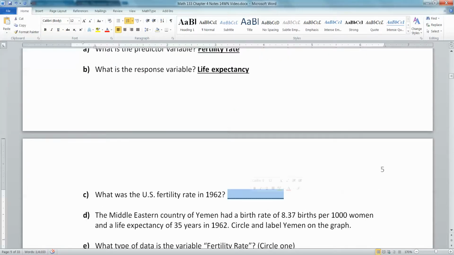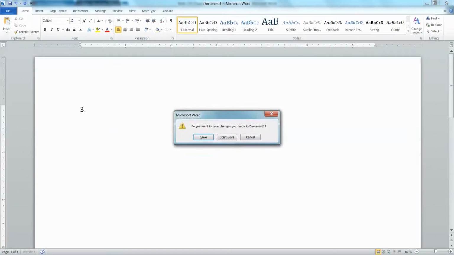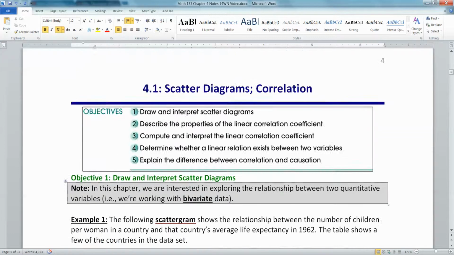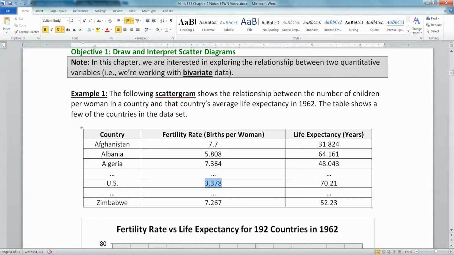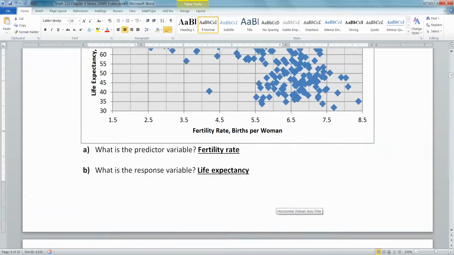Now, what was the U.S.'s fertility rate? That was 3.3. Oops. Whoa. I hit something with my mouse. Hold on. Sorry about that. All right. 3.378. It was right here on the table. If I didn't give it to you in the table, you wouldn't know it. It's not like you can magically look at these dots and know which one it is.